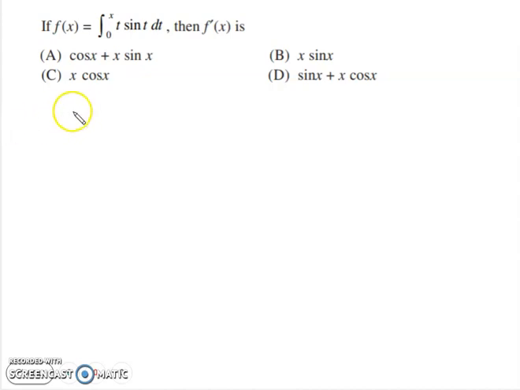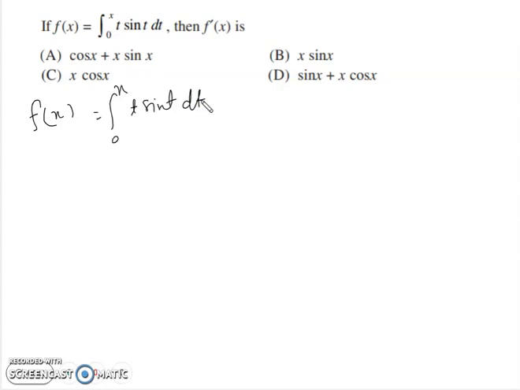So today I am going to discuss a very important question on the definite integral. According to the given function, we have to find out the differentiation of this function, and we have four options, and we have to check which one is correct, right? So the function is f(x) equal to the integral from 0 to x of t sin t dt.